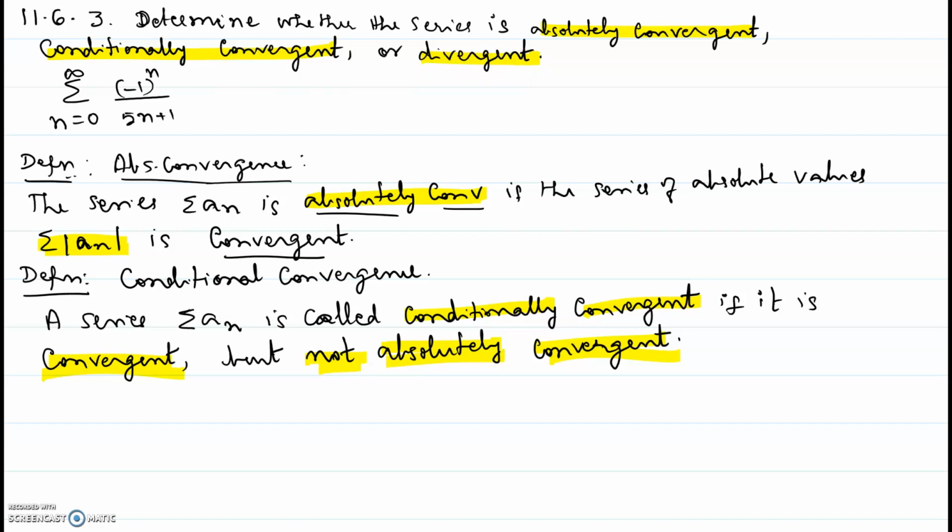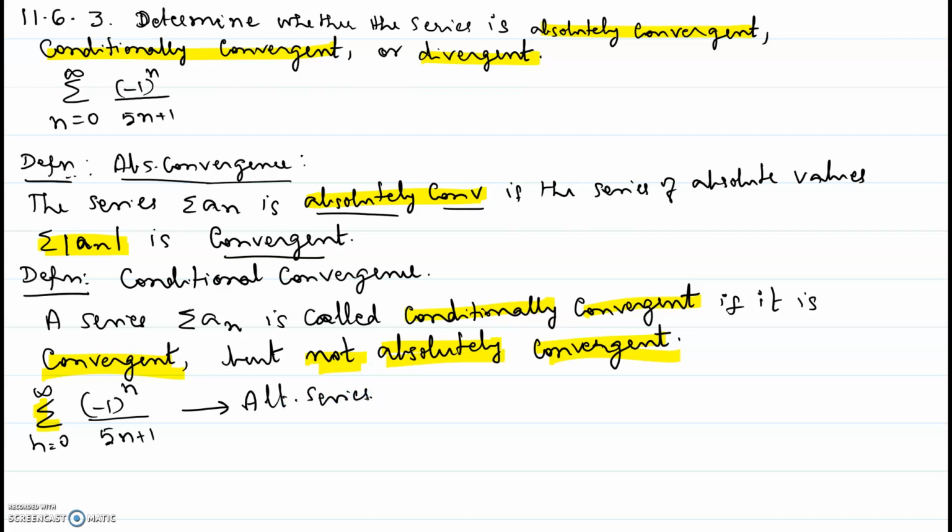Right? The given series here is an alternating series because it has negative 1 to the power n on the numerator and then 5n plus 1. Negative 1 to the power n, n varying from 0 through infinity. So when you plug in n equal to 0, it gives a positive sign. Then when n equal to 1, it gives a negative sign. So that way it alternates sign positively and negatively starting from n equal to 0 going up to infinity. So it is an alternating series. So it makes sense to do an alternating series test.